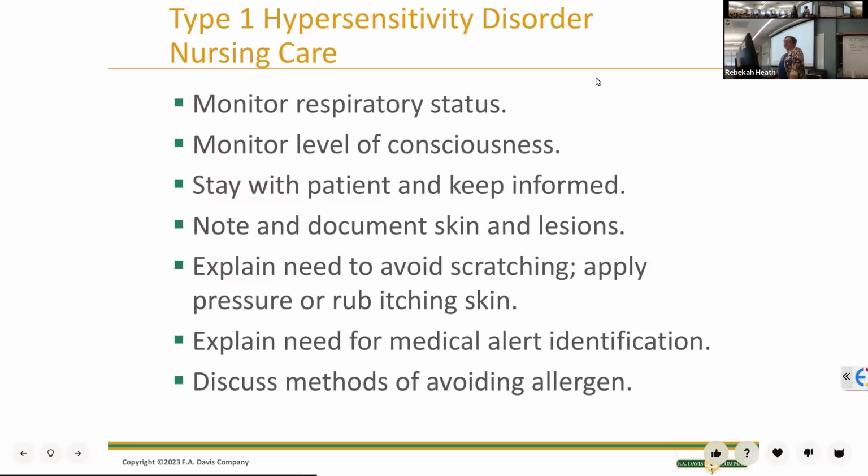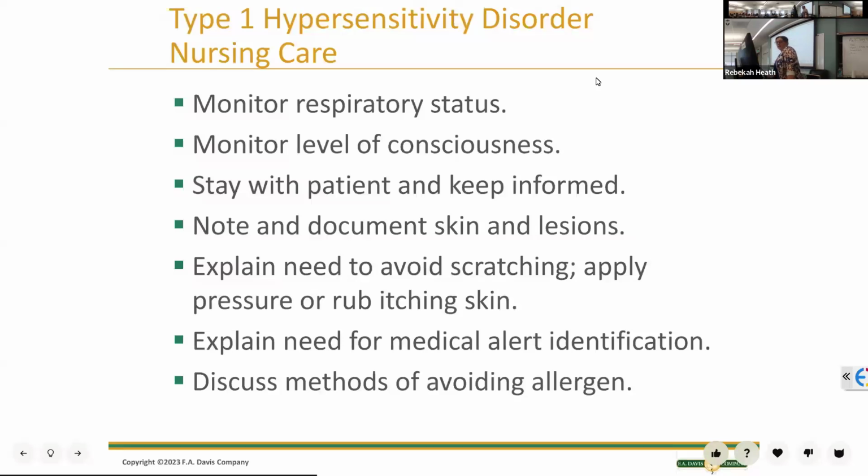So when we're looking at type 1 sensitivity, the biggest overarching theme is to monitor their respiratory status. That's going to be our biggest thing. When we talk about priority nursing interventions and assessments, look for that airway. Look at their level of consciousness, because that lets you know how well their brain is getting perfused. Stay with them, keep them informed.